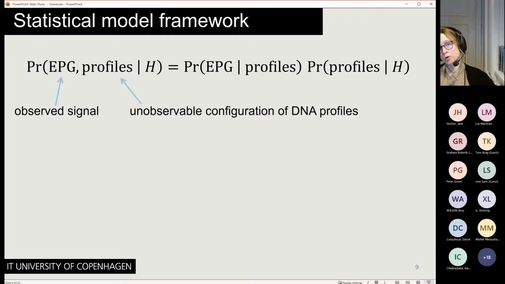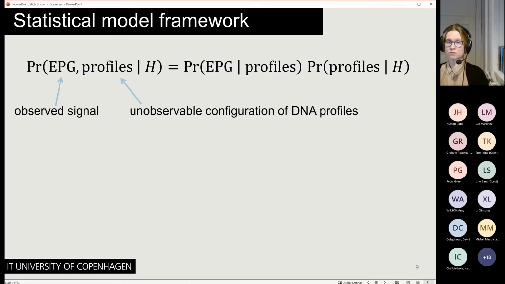So the statistical model framework can be very generally described as this. I model jointly this observable signal we get. So this is the EPG profile, so the peaks we saw on this graph, jointly with the configuration of DNA profiles that I want to say something about.